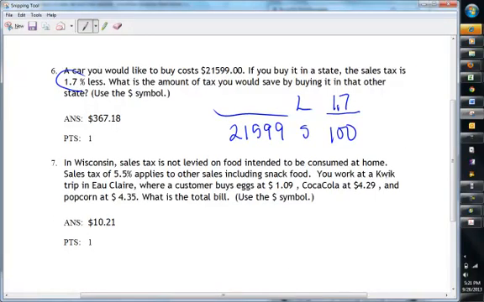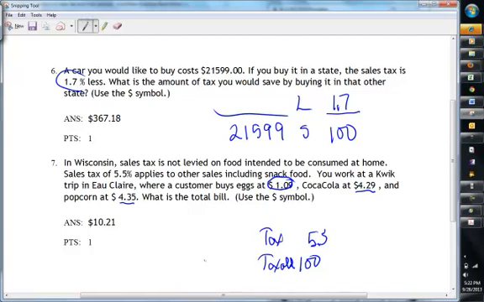Now, this next one, you have to see which ones don't apply. Food consumed at home, but you do have to pay on snack foods. So eggs, they are not taxable. Coca-Cola is taxable. Popcorn is taxable. So first of all, we're going to find the bill on the taxable stuff. The tax on the taxable is 5.5%.